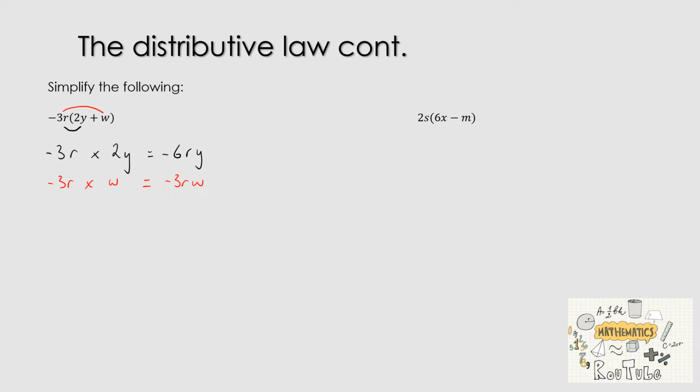Okay, and then we have our answer as negative 6ry minus 3rw. Now they're not like terms, which we'll get to later in this video, so we can't simplify that anymore. Moving on to the second one, we've now got 2s, and then in the bracket 6x minus m.